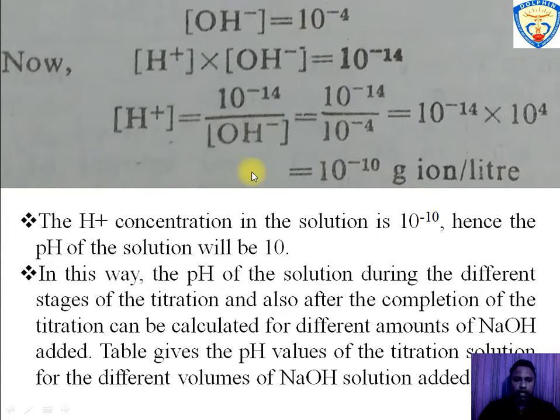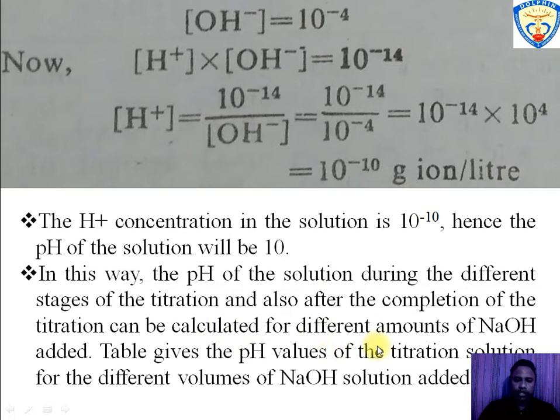And now we calculate the H plus concentration from the formula: H plus concentration is equal to 10 to the power minus 14 divided by the hydroxide ion concentration, which is 10 to the power minus 14 divided by 10 to the power minus 4, which is equal to 10 to the power minus 10 gram ion per liter. And by applying the pH calculation same as earlier, pH will be 10. So the pH of the solution is determined after completion of the reaction and by the concentration of NaOH.